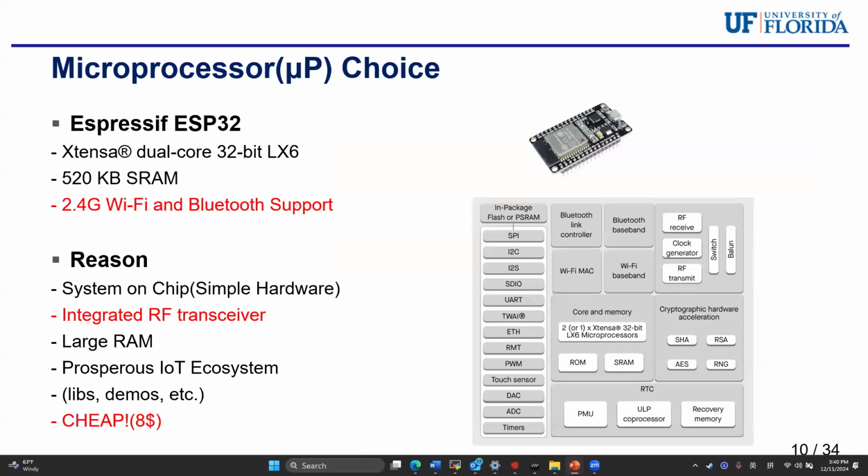The reason why we chose the Espressif ESP32 as our main processor is that it integrates 520 kilobytes SRAM, which is really sufficient for our IoT application. More importantly, it integrates the 2.4 GHz Wi-Fi and Bluetooth baseband and transceiver, which is a very valuable characteristic because it is integrated and we can purchase it at a relatively low price. And our hardware system design can be simplified.